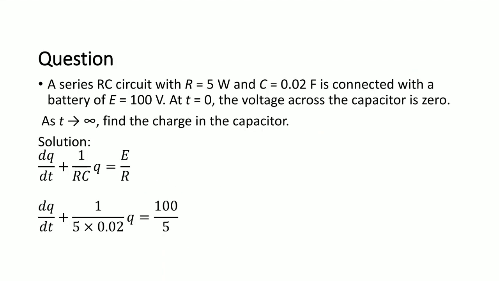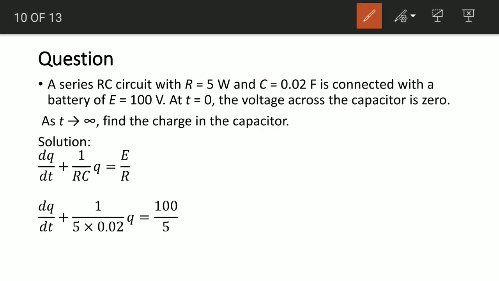Now we see a question here for an RC circuit. It says a series RC circuit with R equal to 50, that's ohms, not watts, and C equal to 0.02 farads is connected with a battery of EMF E of 100 volts, and at t equal to 0, the voltage across the capacitor is 0, of course. Find the charge in the capacitor as t tends to infinity. So that's the equation here for an RC circuit.